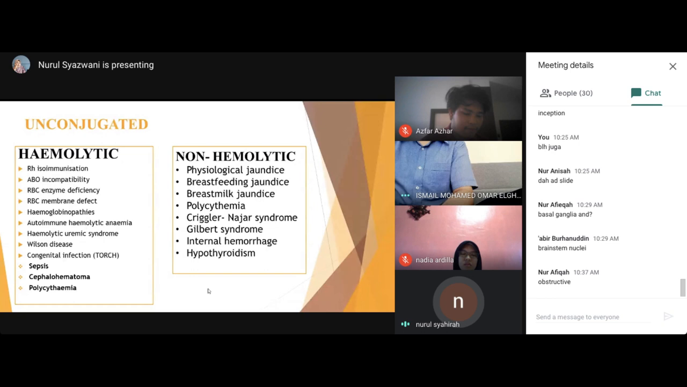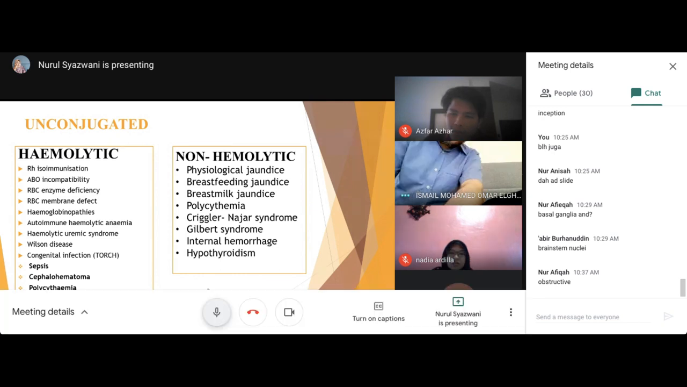Shahira, I will interrupt you again. Here, your topic is neonatal jaundice. You are mentioning Wilson disease and hemolytic uremic syndrome. We don't see them in the neonatal period. Hemolytic uremic syndrome is an acquired condition. This infection, who will tell me by which organism? Which organism can cause hemolytic uremic syndrome? Open question.